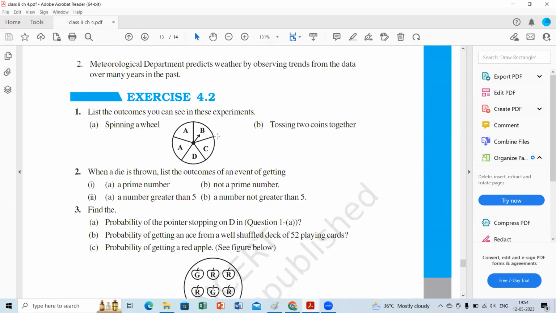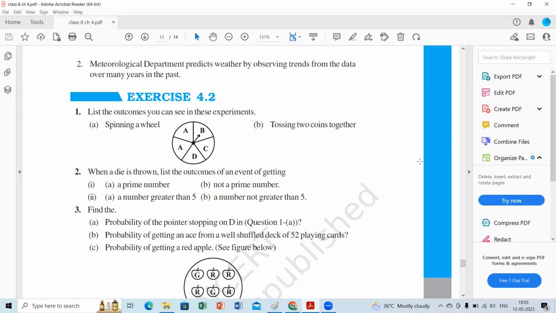List the outcomes you can see in this experiment, spinning the wheel. Only outcomes, they're asking what the outcomes are. There are 4 outcomes: A, B, C, D. A is there 2 times, so it is counted as 1. B, C, D are just 1 each, so it's 4.